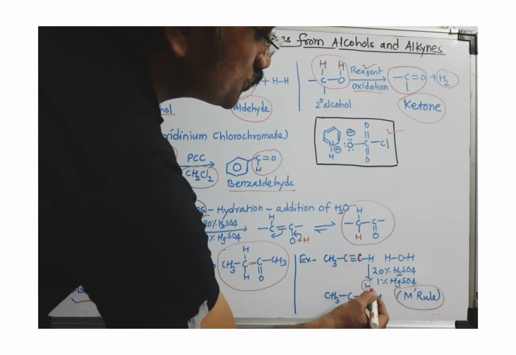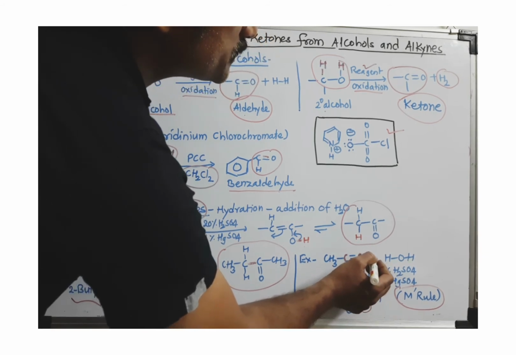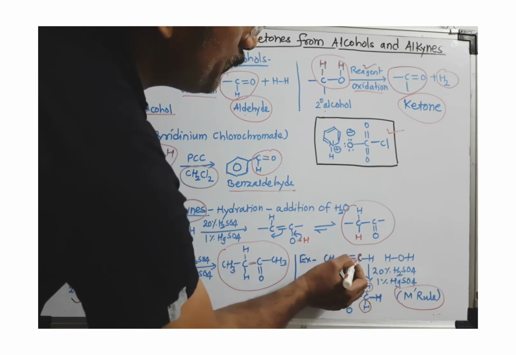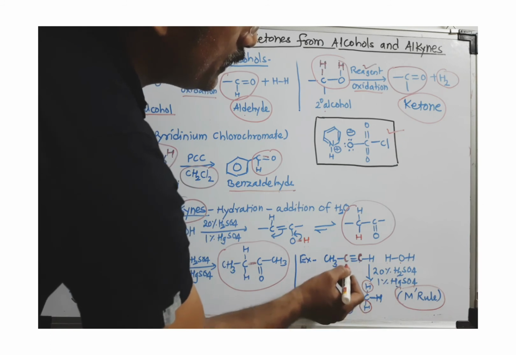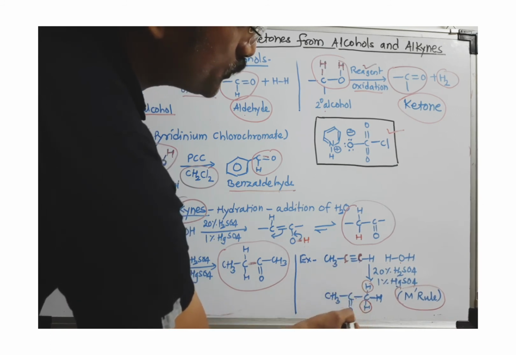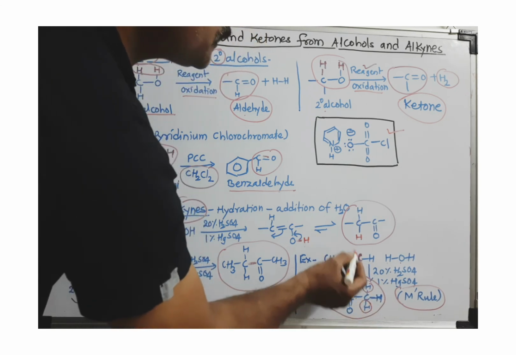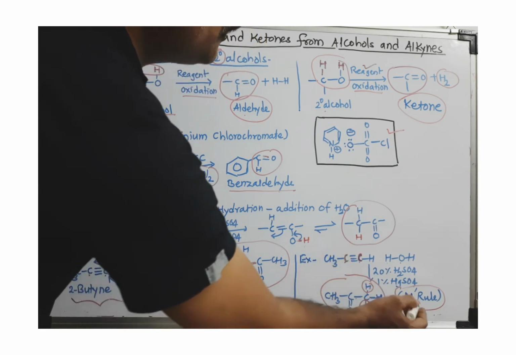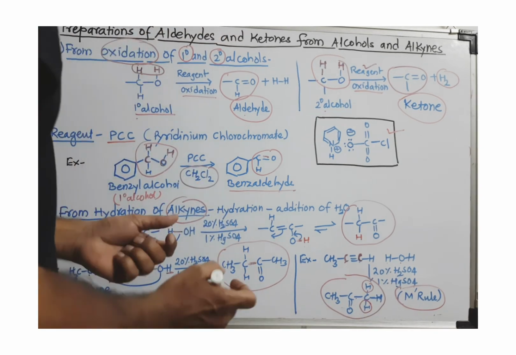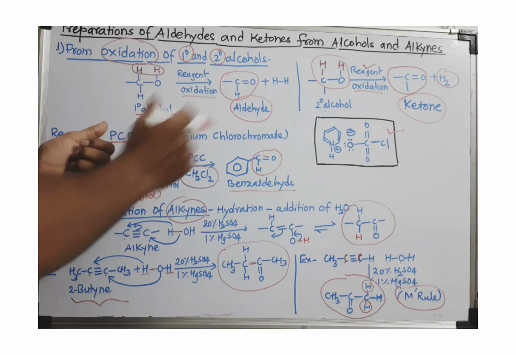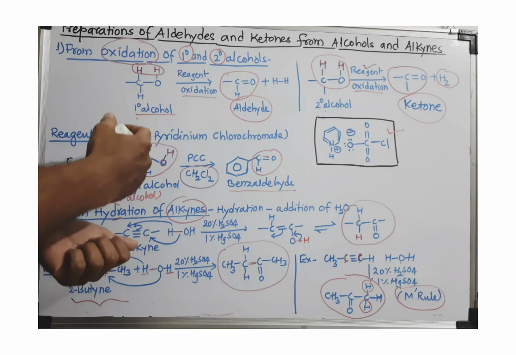As I mentioned here, you have to join two hydrogens to the carbon where more hydrogens are present. So I joined these two hydrogens at this carbon because one extra hydrogen is present here, and this triple bond is converted to a single bond and oxygen will go to the other carbon, and you join that by using a double bond. You will get your answer. So in case of an unsymmetrical alkyne, you use Markovnikov's rule to get your answer. In this way you can prepare aldehydes and ketones from primary and secondary alcohols and symmetrical and unsymmetrical alkynes. Thank you.